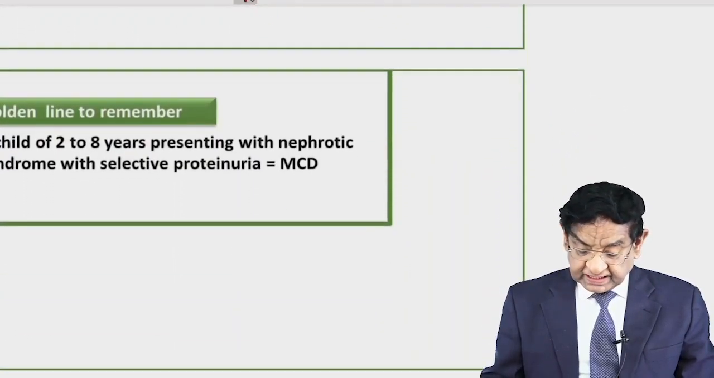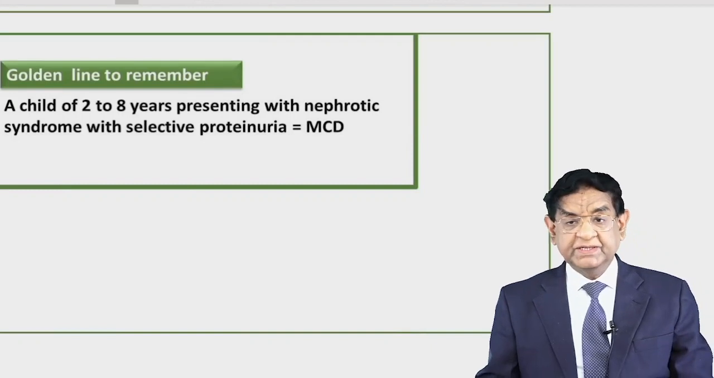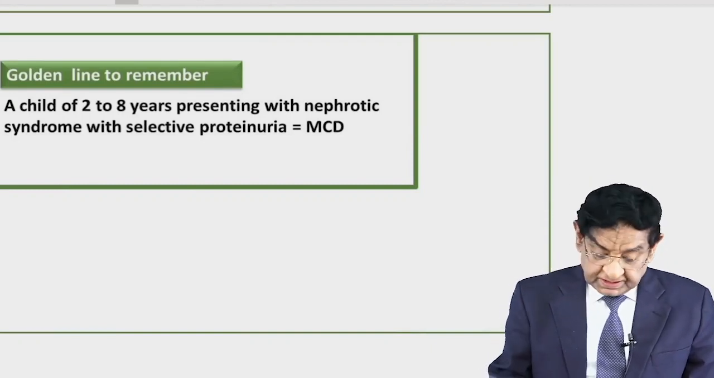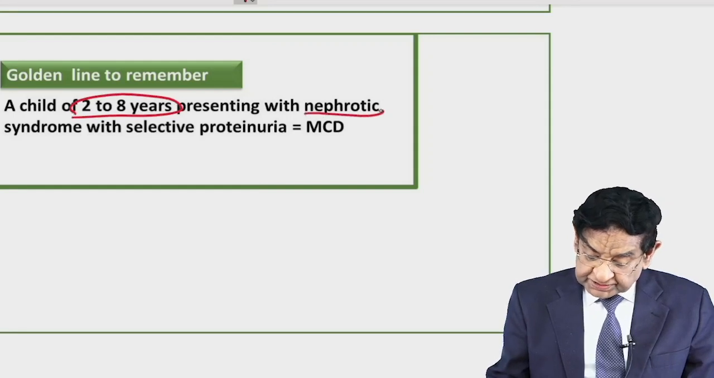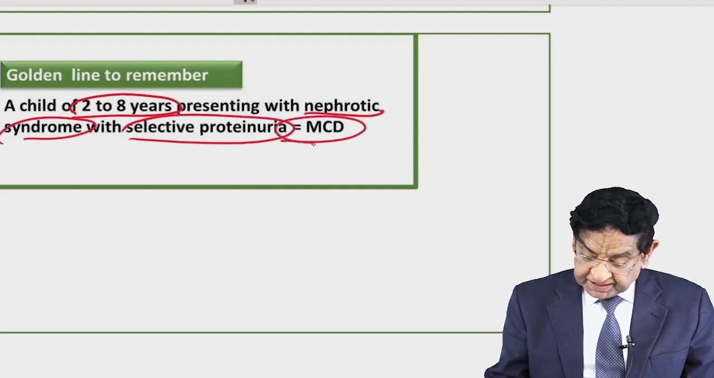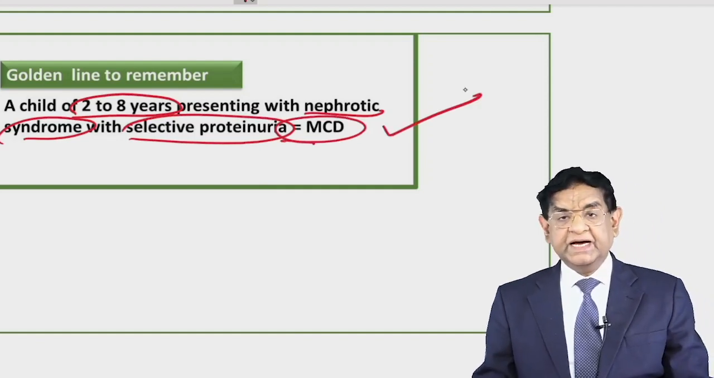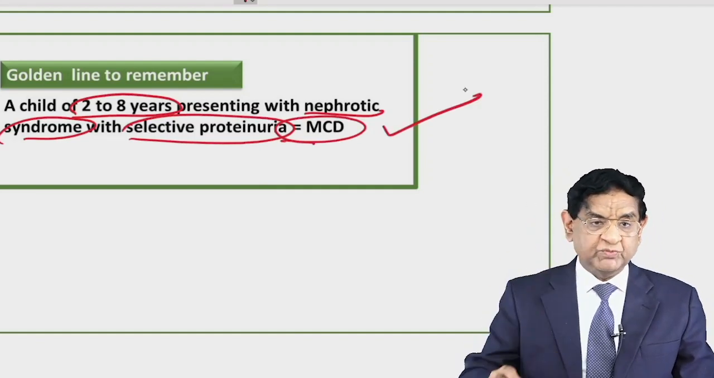So now the last golden line to remember: a child of 2 to 8 years, nephrotic syndrome with selective proteinuria is minimal change. The entire minimal change disease has been squeezed into one line.